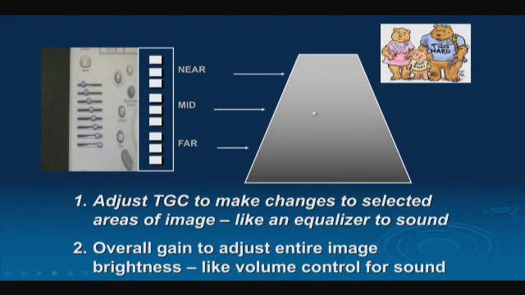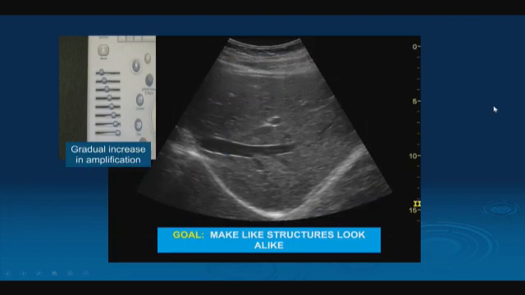So think of your image as in 3 segments: near, mid, and far field. And then when you look at your image, you're going to say to yourself, is this too bright, too dark, or just right? If it's just right, then you don't touch those controls that affect the gain to the near field. And same thing that you follow through with. So I'll give you a couple examples here.